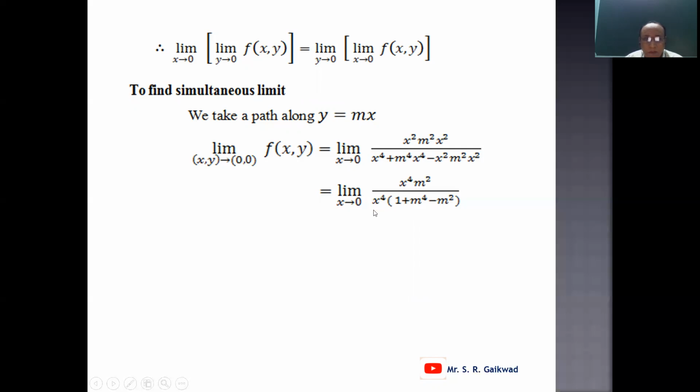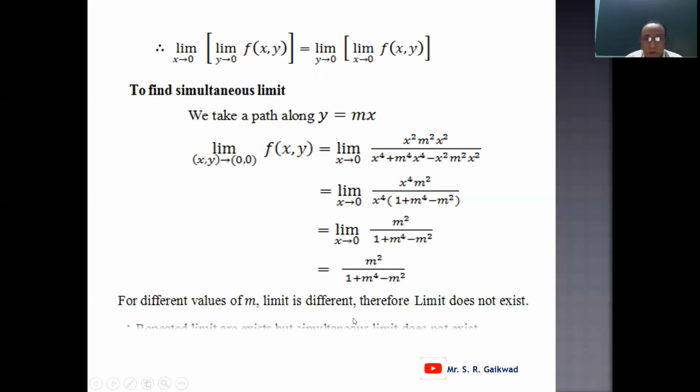Then clearly here x raised to 4 cancel. We get limit x tends to 0 of m square upon 1 plus m raised to 4 minus m square. Then as x tends to 0, the value of limit is m square upon 1 plus m raised to 4 minus m square. It means for different values of m, limit is different and therefore limit does not exist. And therefore in this example, the repeated limits exist, but simultaneous limit does not exist.